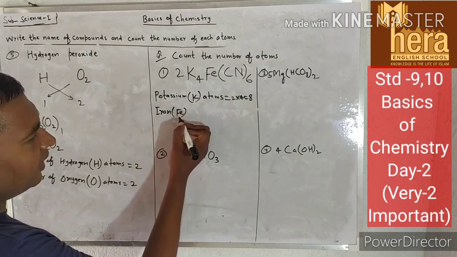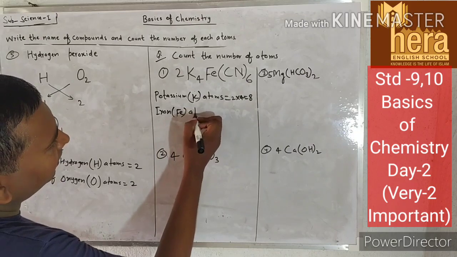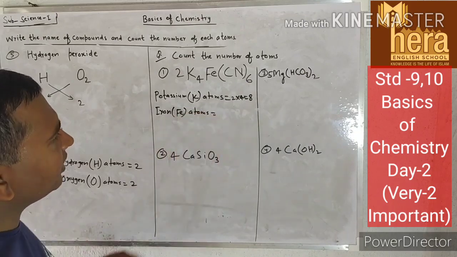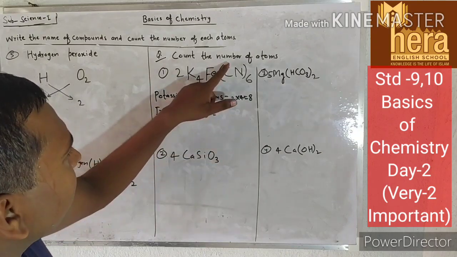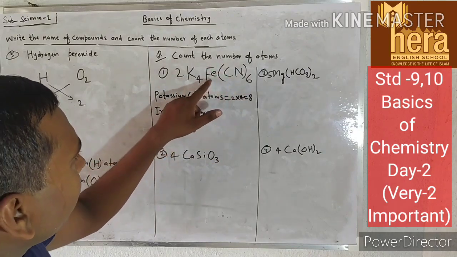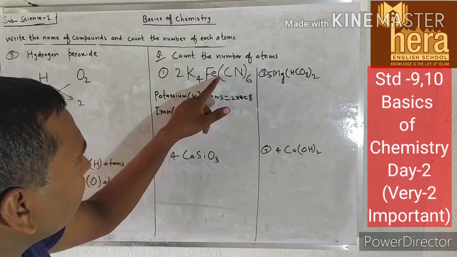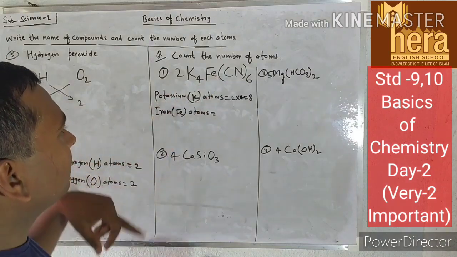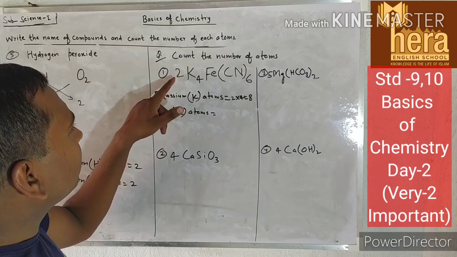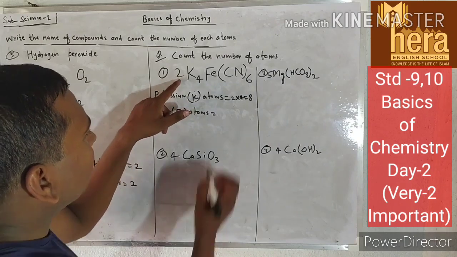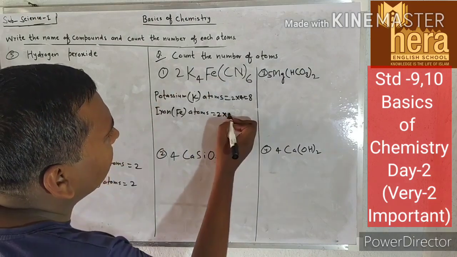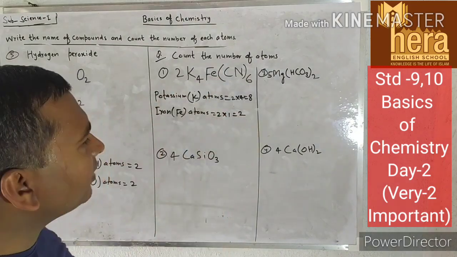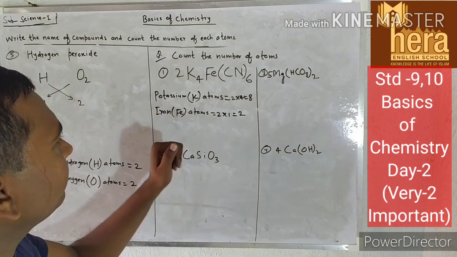Iron, symbol of iron is Fe. Atoms is equal to, see, bracket is from here. Fe, here is 1. Nothing, it means 1. And here is 2. Then 2 into here is 1. That will be equal to 2.